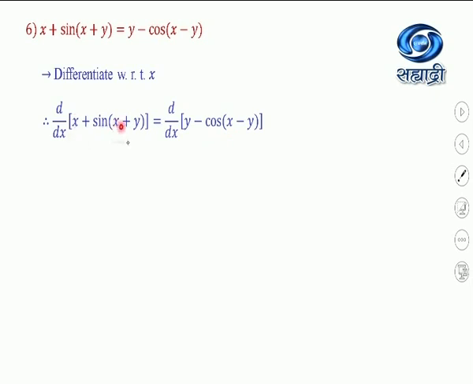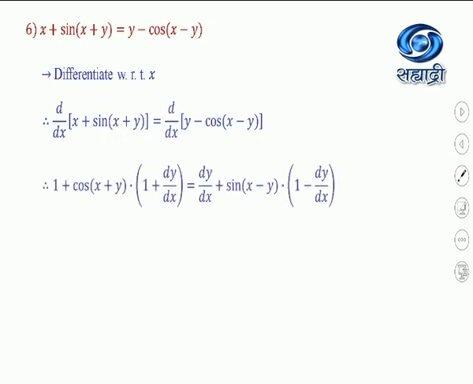Now say this is u, this is v, u plus v. So derivative of first function plus derivative of second function by using addition rule. See, derivative of x is 1. Derivative of sine is cos. Angle is x plus y. So you write here x plus y.